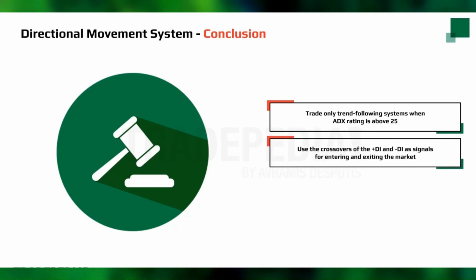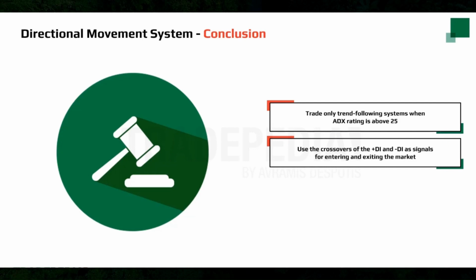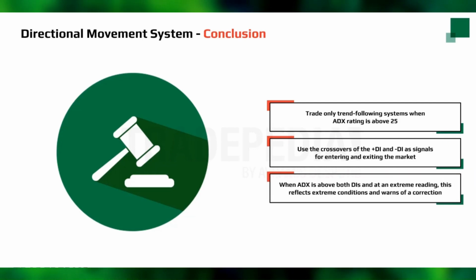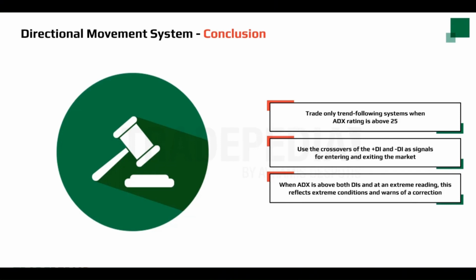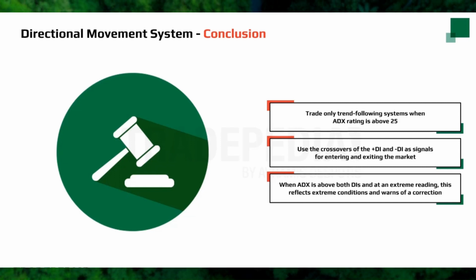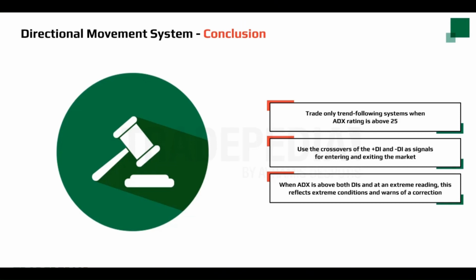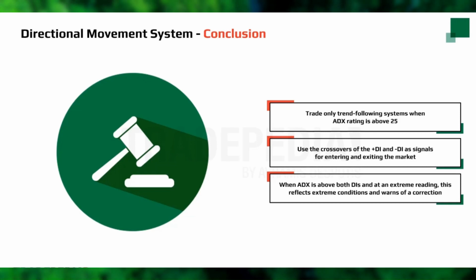Use the crossovers of the plus DI and minus DI as signals for entering and exiting the market. Note that when ADX is above both DIs and is in an extreme reading, this reflects a trend that is overbought or oversold and could act as a warning towards a correction. When the ADX is below both DIs, avoid trend-following systems because little directional movement is indicated. When the ADX is below the 20 to 25 area, avoid trend-following systems, since little or no directional movement is indicated, regardless of the ADX position relative to the DIs.